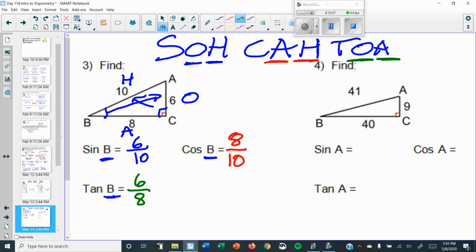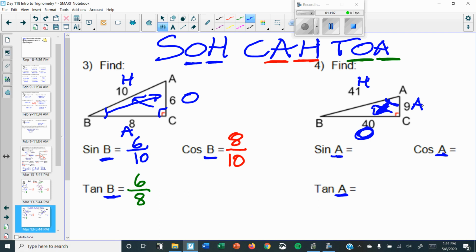Okay, the next one. Sine of A, cosine of A, tangent of A. Sometimes they'll do like sine of A, cosine of B. So you got to be really careful with that. So we're talking about angle A. Okay, what's across from the right angle? That's your hypotenuse. What's across from the angle that we're talking about? That's your opposite. And whatever's remaining, that's your adjacent. Remember, the adjacent side will always be touching that angle.